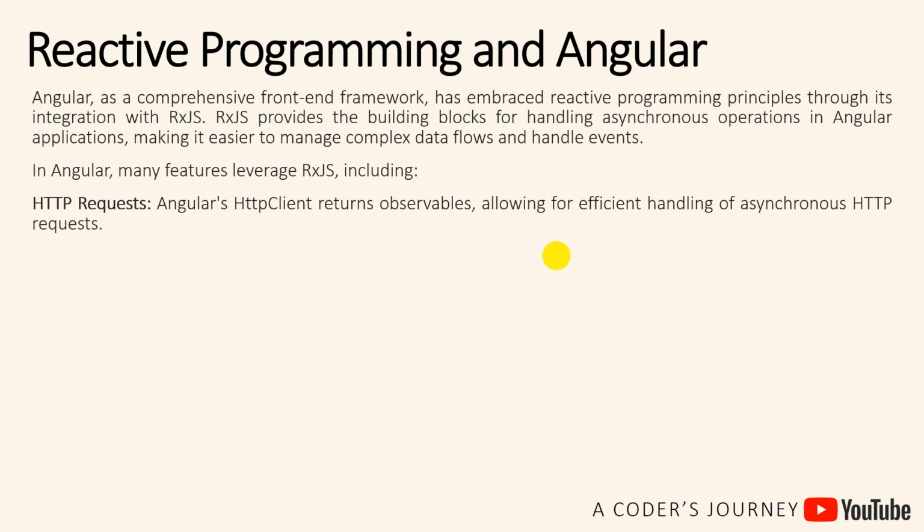HTTP requests are asynchronous. In the past, we used to work with, for example, promises, right? Or with callbacks. I will probably make dedicated series about those as well. But with reactive programming and RxJS, working with asynchronous data streams and HTTP client and observables are becoming a piece of cake. So this allows for efficient handling of asynchronous HTTP requests.